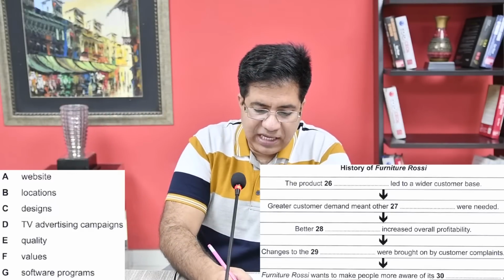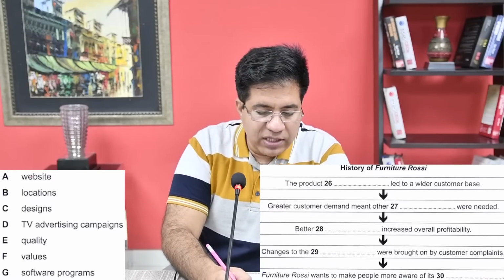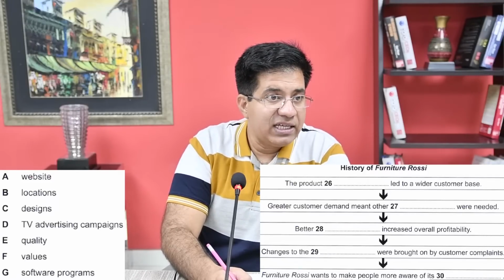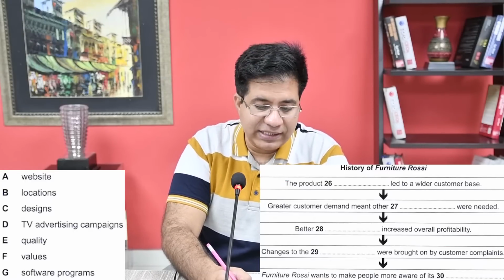So write quality here, and then later on when they give you half a minute to check your answers, you can see quality is E. I mean, the correct answer is not quality. The correct answer is E. You will write E.